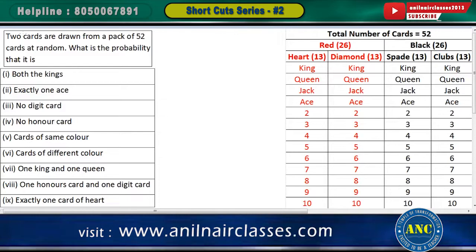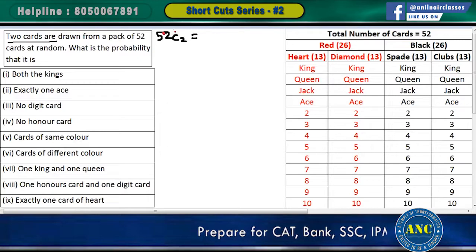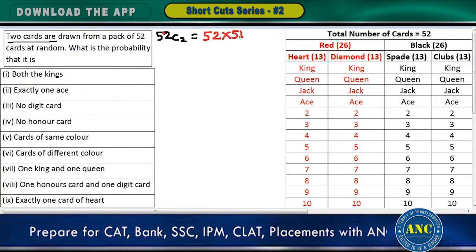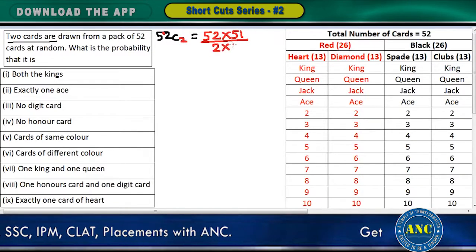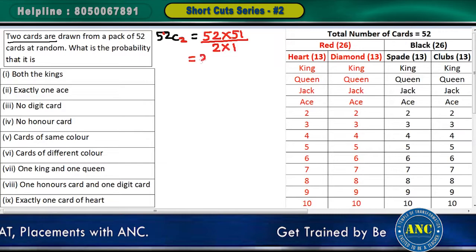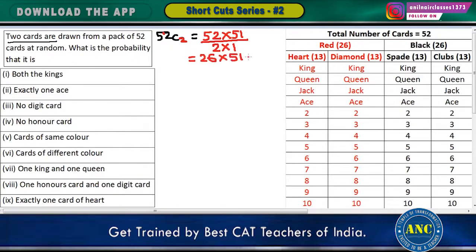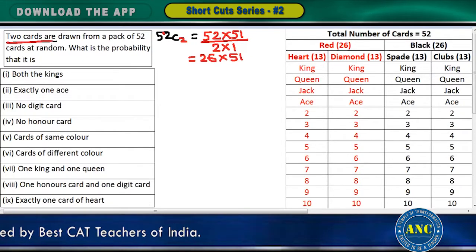The question is, two cards are drawn from a pack of 52 cards at random. That means the denominator will be 52C2. How to calculate 52C2? I discussed it in the morning class. Start from 52, write down two terms: 52 into 51. And because it is 2 here, start from 2, write down till 1. So your denominator in all the problems is 26 into 51, right? The denominator is always 26 into 51 when you draw two cards from 52 cards.